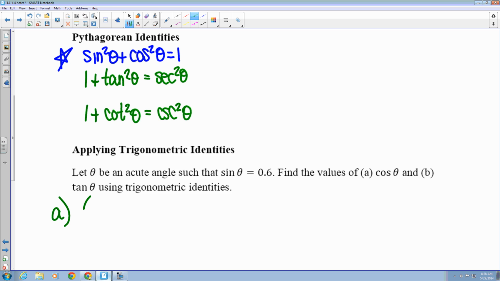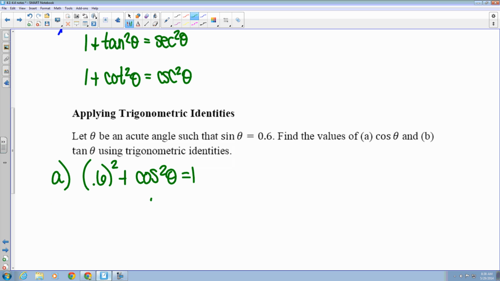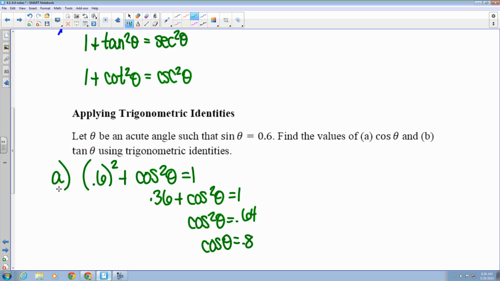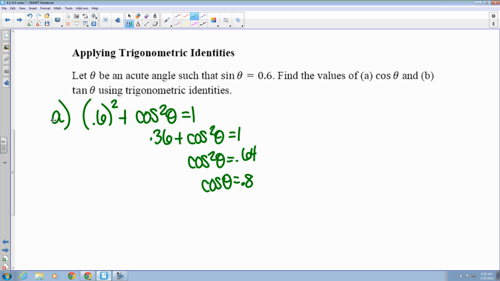So sine is 0.6, so I would do 0.6 squared plus cosine squared equals 1, just using that identity up above that I starred. So that's 0.36 plus cosine squared equals 1. Cosine squared equals 0.64 when I subtract that over, and take the square root and I get 0.8. I'm not going to have plus or minus 0.8, we'll just stick with the positive because it's an acute angle.